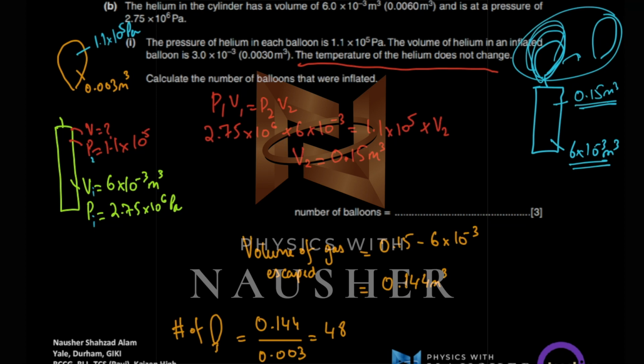So the total volume of gas given to the balloons would be the difference between these two numbers, right? Because this was the initial volume, this was the final volume in the cylinder. So what is the volume that was given to the balloons? It must be the difference in these two volumes, right? So the difference will be 0.15 minus 6 into 10 to the minus 3, that is 0.144 meter cube. Now, each balloon needs a volume of 0.003. I am giving 0.144. How many balloons can I fill up? Just divide. You'll get 48 as the number of balloons.